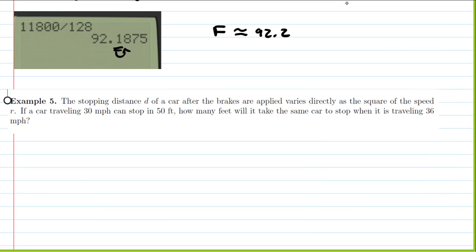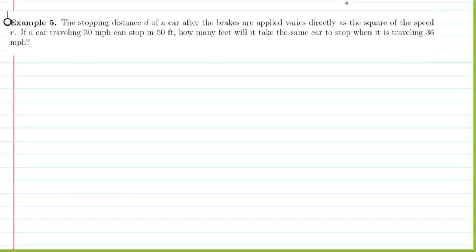The stopping distance d of a car after the brakes are applied varies directly as the square of the speed r. If a car traveling 30 miles per hour can stop in 50 feet, how many feet will it take the same car to stop when traveling 36 miles per hour? So we start with step 1, and we have the stopping distance d of a car after the brakes are applied varies directly as the square of the speed r.